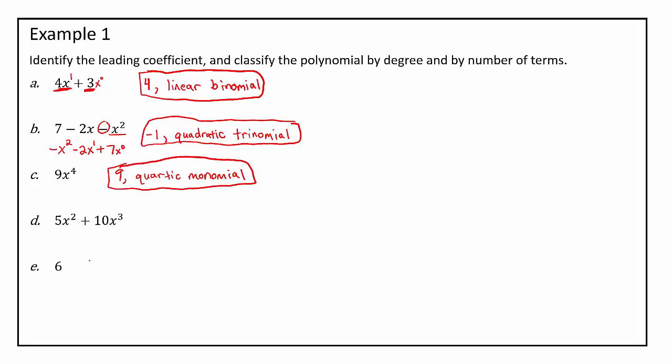On D, more than 1 term, so let's check and see, is this in standard form? Which it is not, because the 3 is second instead of first. So we would just flip-flop these, since there's only 2 of them. And so the leading coefficient is the 10, and the degree is 3, because our biggest exponent is 3, so that is a cubic. There's 2 terms, so that's a binomial.